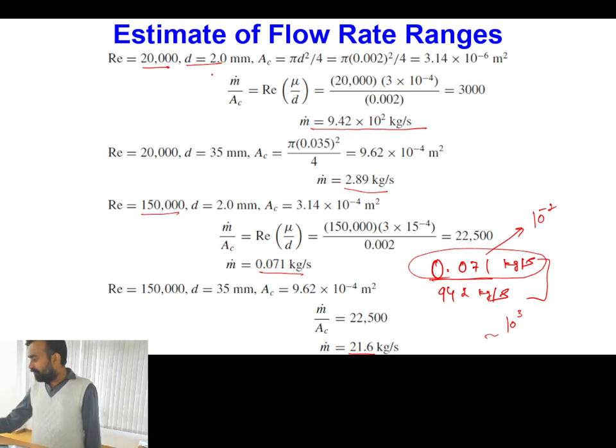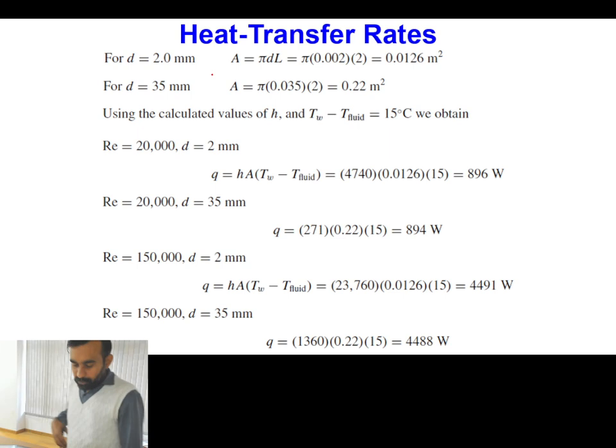Okay. So what we will be doing over here, because before selecting that single diameter, let us try to see the other parameters as well. Okay. So in terms of heat transfer rates, if you see, for 2 mm diameter pipe, this will be my surface area, and for 35 mm, this will be surface area.